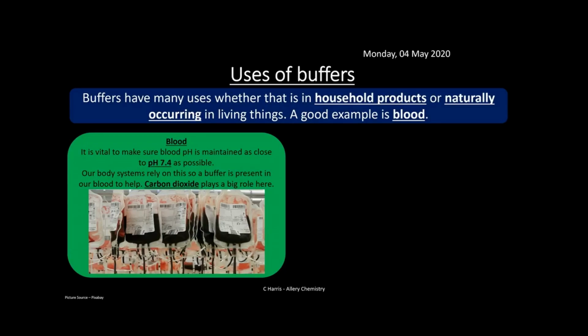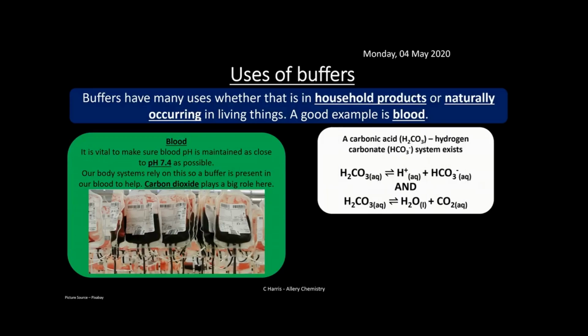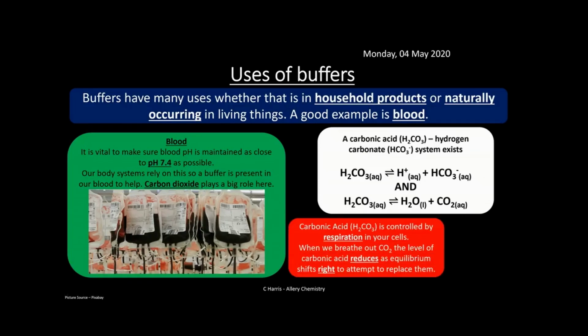But carbon dioxide plays a massive role here within blood plasma. So we have what we call a carbonic acid and hydrogen carbonate, which is HCO3 system. So we have your carbonic acid, which is here. This dissociates into H+ and HCO3-, so that's your acid bit. And then we have this system going on as well, where you have H2CO3 and water and carbon dioxide. So you've got your carbon dioxide that already exists in your blood. And so this is the buffer system that occurs in your blood with carbon dioxide.